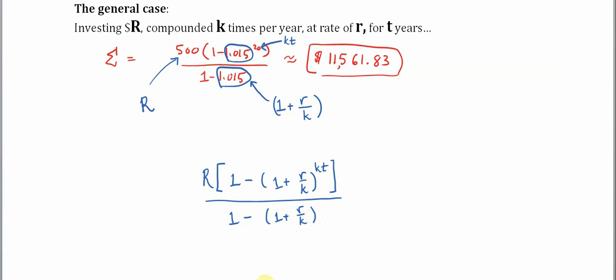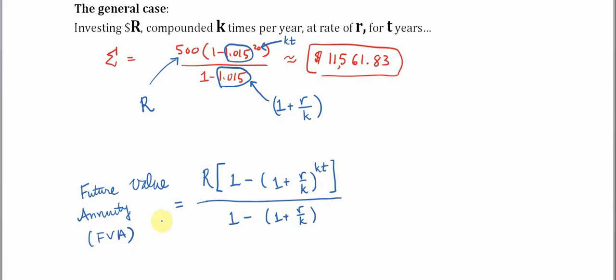Make sure you pause the video, process this, and understand where all these pieces are coming from. This has a special name. This is called the future value of an annuity. It's a very important formula in the world of finance. We often abbreviate it FVA.